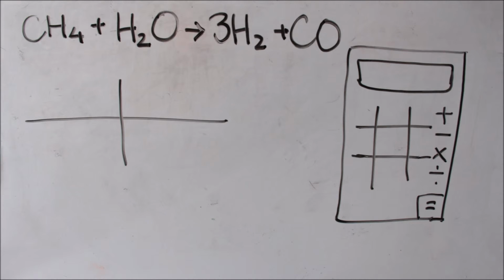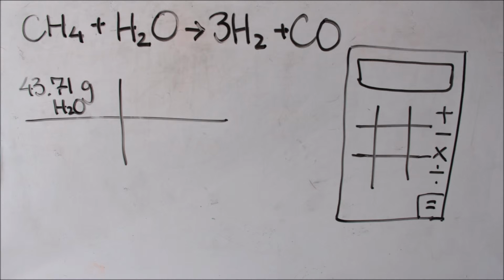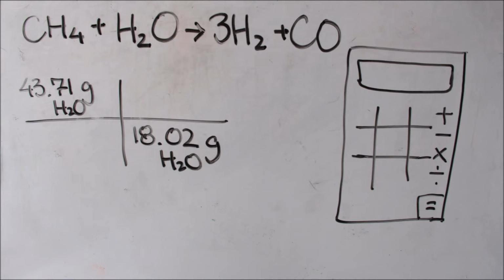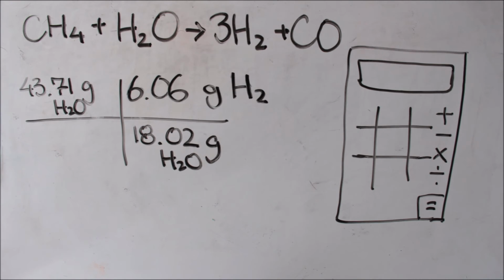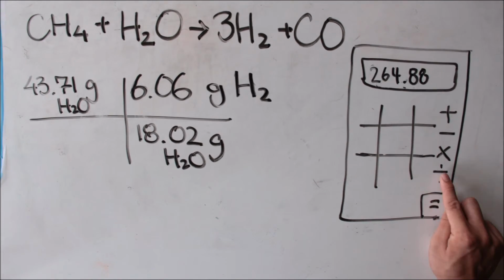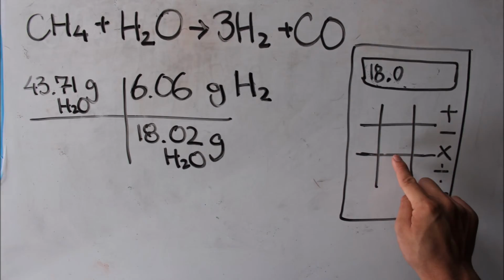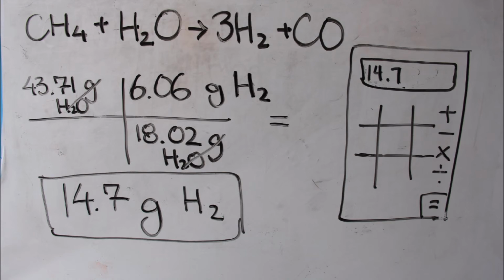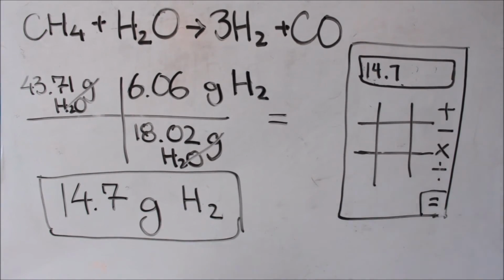Now, you are given 43.71 grams of H2O. In the problem, there's 18.02 grams of H2O, and for every 18.02 grams, there's 6.06 grams of H2. Now multiply the top 2 numbers and then divide by the bottom number. And this will get you 14.7 grams of H2.